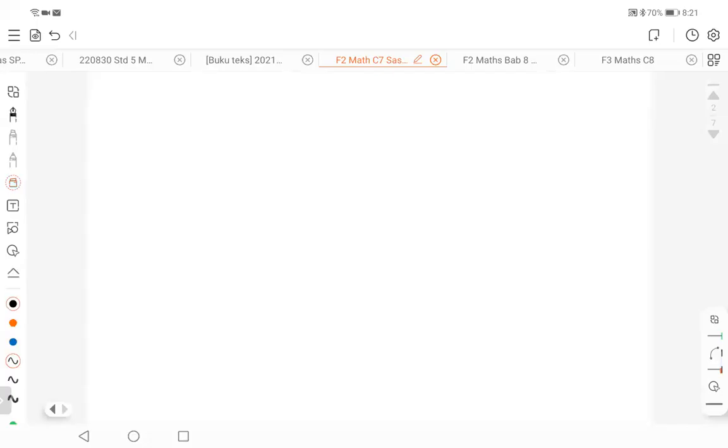Okay, so chapter 7, we only talk about two things. The name of the topic is coordinates. When you have a point on the graph, you will have a location. This location can be represented in coordinates form. You have to write in brackets x, comma, y.